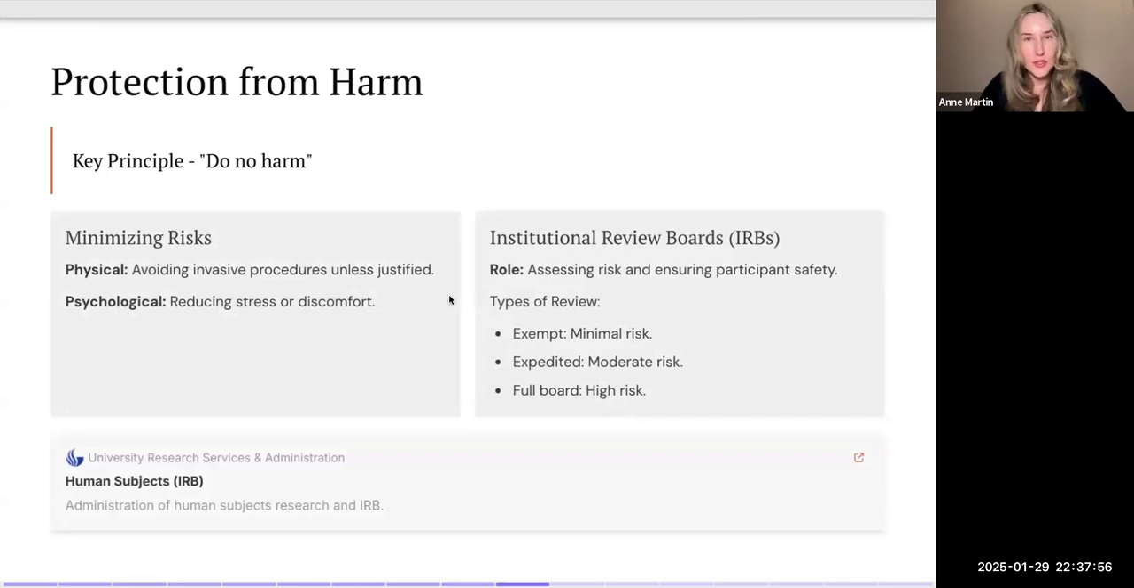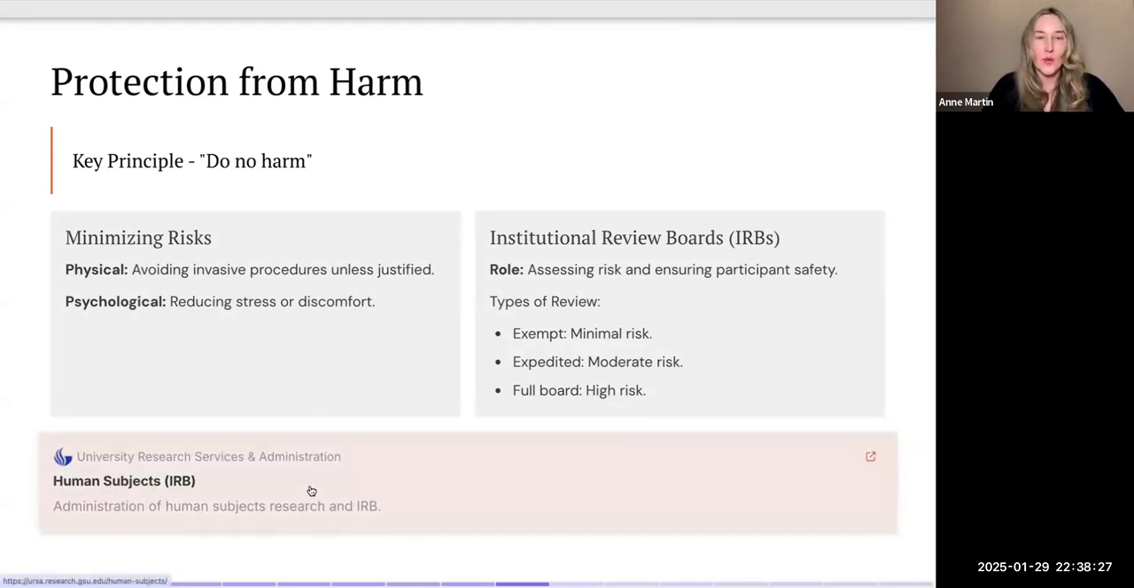So in order to ensure that researchers are not doing harm, we have institutional review boards, or IRBs. And these are at universities or other institutions that are conducting research. And the whole purpose of the board is to review research proposals and approve or give corrections to studies before they begin, to make sure that all research that's being conducted at that institution is upholding ethical standards and not causing harm to participants. So Georgia State does have its own IRB.